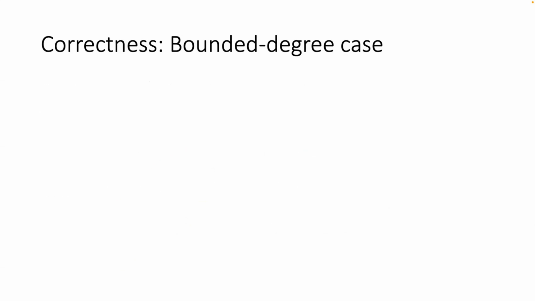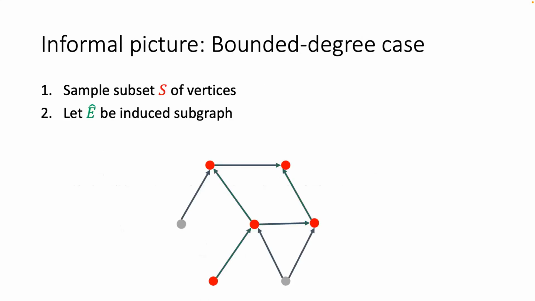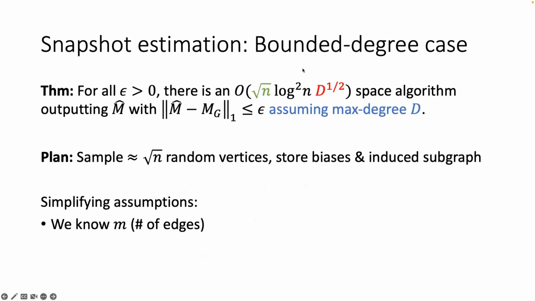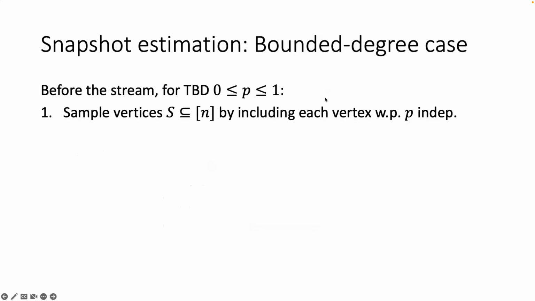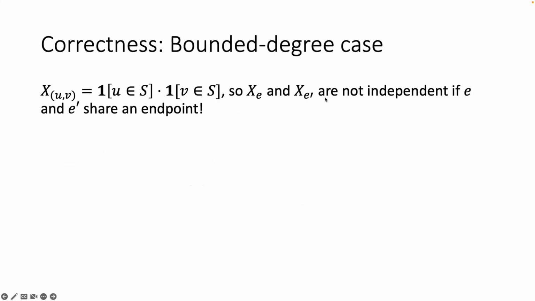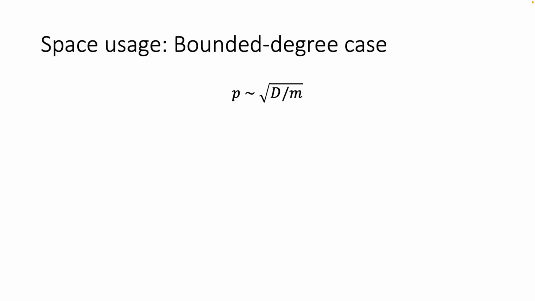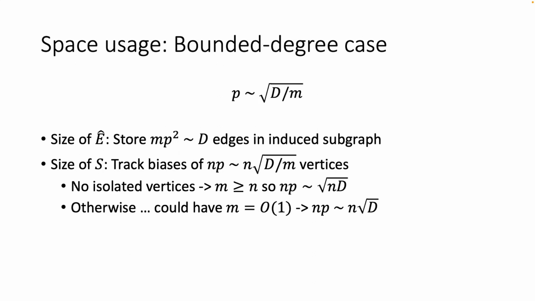I don't know where that was. Oh, sorry, it's all the way back here. So the space usage degrades as the degree of these graphs gets bigger and bigger. You need to store more and more vertices as the degree of the graphs gets bigger. And it shows up because when you actually calculate the variance of this estimate, there's a square root D term in it.